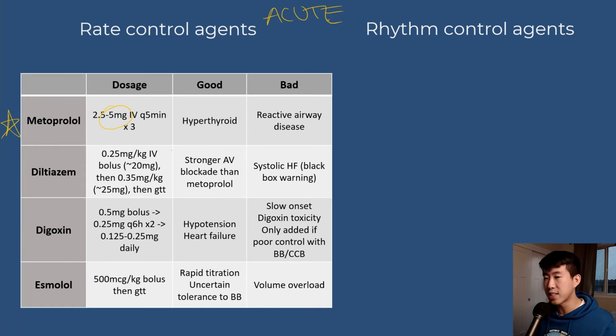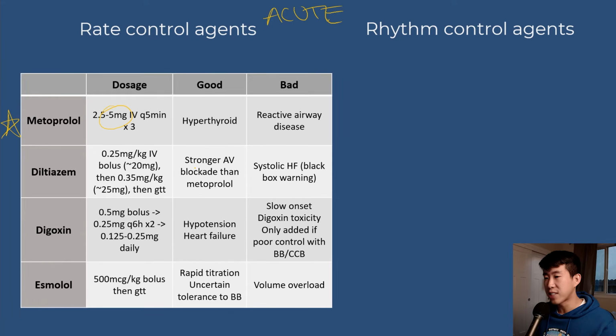The next agent that you can consider is using diltiazem, which is a calcium channel blocker. The dosage for this is usually 0.25 milligrams per kilogram as an IV bolus, which is usually around 20 milligrams. Then doing a 0.35 milligram per kilogram bolus if they don't respond very well to the first one. And if they're still not responding to that, that's when you start them on a diltiazem drip with a rate of 5 to 15 milligrams per hour.